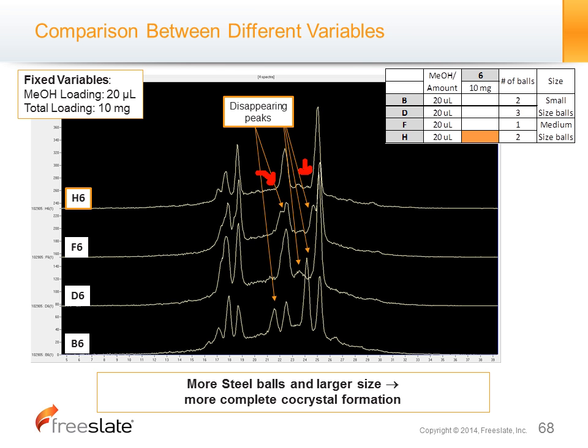Even better than the D6 that is from a different column, which has 3 small steel balls. In this case, it is the more steel balls and the larger size that lead to complete co-crystal formation.